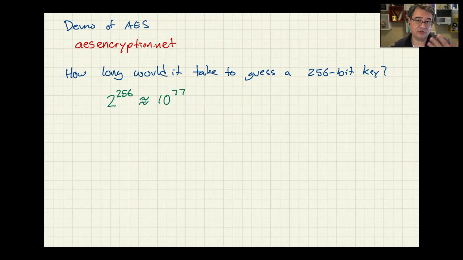But the AES algorithm can't be done in one single clock cycle. It might take thousands or 10,000 clock cycles to do. So let's say that it can do 1 million AES decryptions per second. The ballpark, right? Let's just say the fastest computer you can think of does 1 million checks of the key per second. So we have 10 to the 77th divided by 1 million.